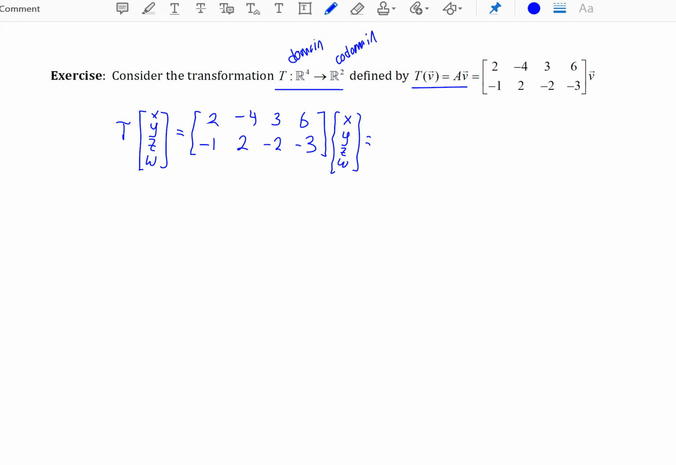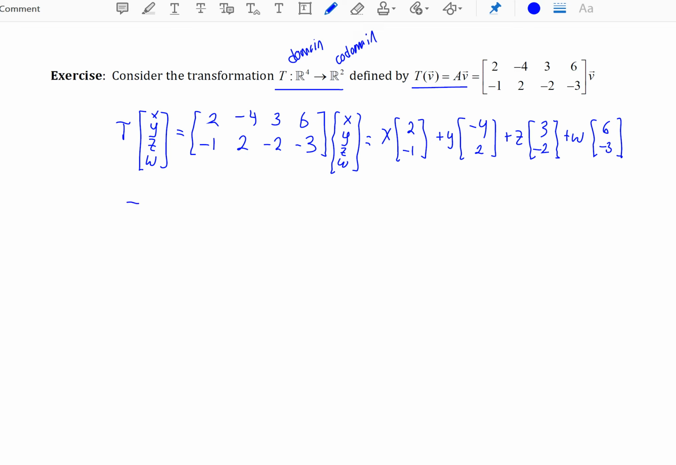And I would like to think of this matrix multiplication as taking a linear combination of the columns of A. So this would be x times our first column, y times the second column, z times the third column, w times our last column. It is the linear combination of the columns of A.